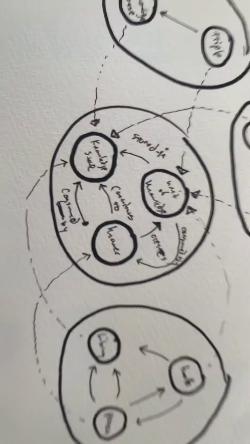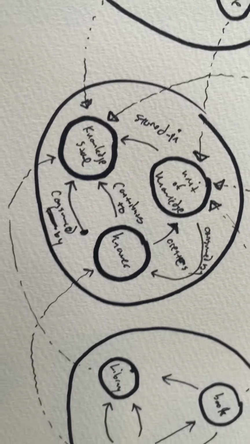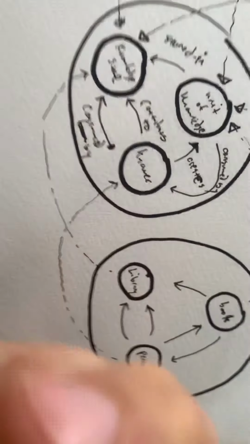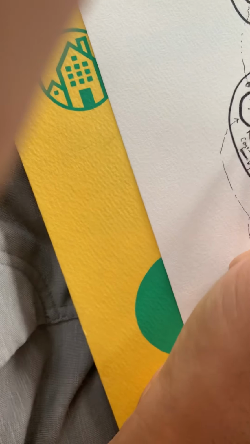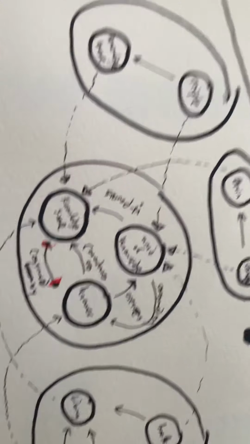There's some small mistakes here. This consumed by should actually go the other way, because the knowledge store is consumed by the knower. So wait, let me... Yeah, like that. Okay, great.